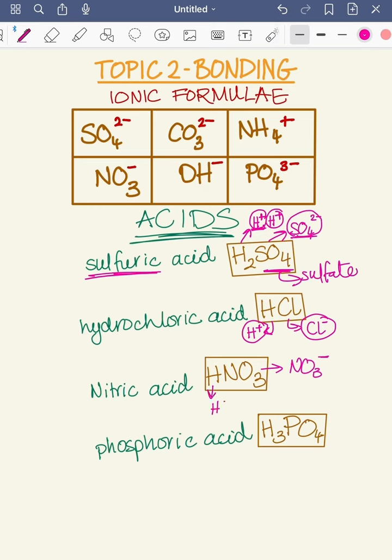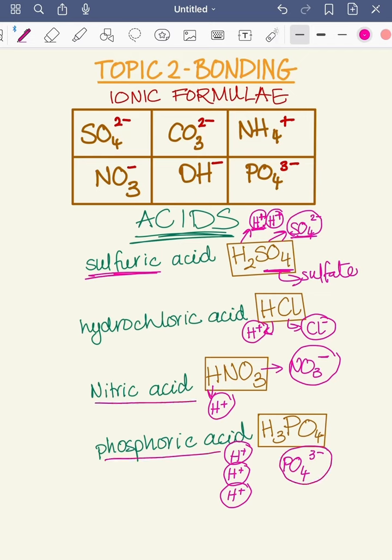hydrogen ion. I have one positive charge and one negative charge, so I only need one of each. So the formula for nitric acid is HNO3. And then phosphoric acid, it has the phosphate ion, which has a charge of 3 minus. So that means I need 3 positive charges to cancel out the 3 negative charges on the phosphate. Hence, the formula is H3PO4. So you have phosphoric acid, nitric acid, hydrochloric acid, and sulfuric acid.